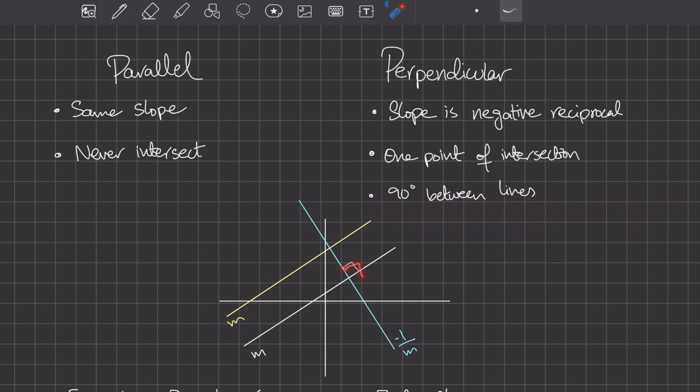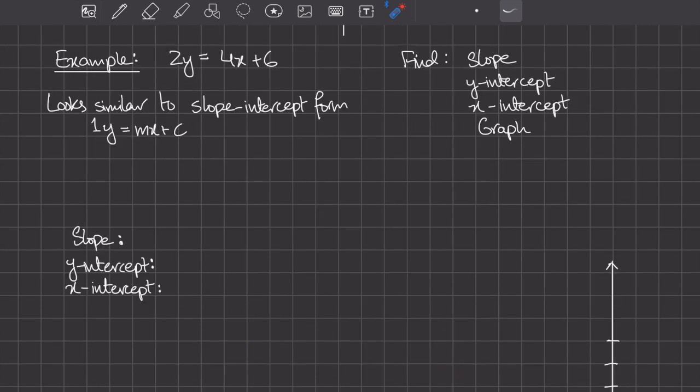Mathematically, if we have the slope of a line as m, then the slope of the parallel line will be m, while the slope for the perpendicular line will be negative 1 over m. Let's do a more advanced example now. We are given the equation 2y equals 4x plus 6, and we are asked to find the slope, the y-intercept, and x-intercept, and then sketch the equation.